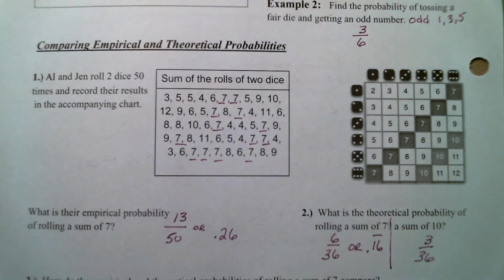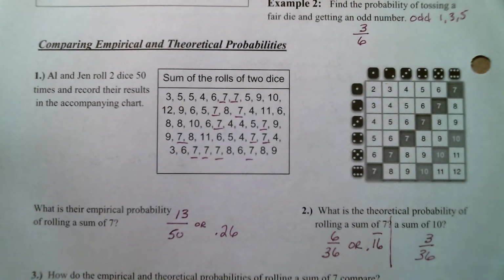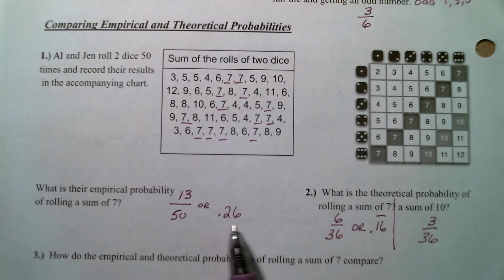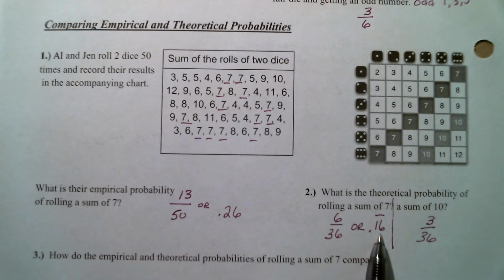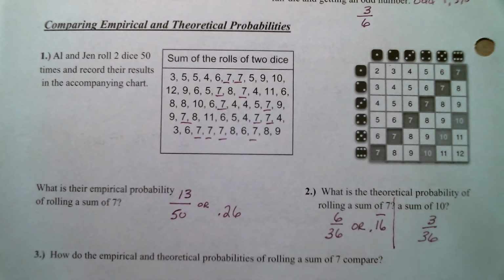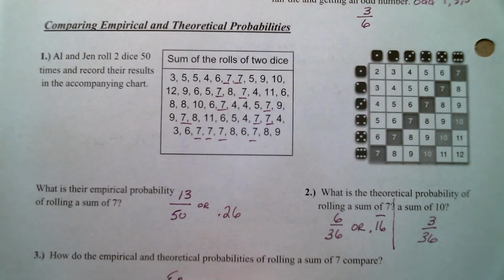How does the empirical probability, from when Al and Jen rolled the dice 50 times, compare to the theoretical probability? Well, let's see. These two, the empirical was slightly higher than the theoretical, in this example.